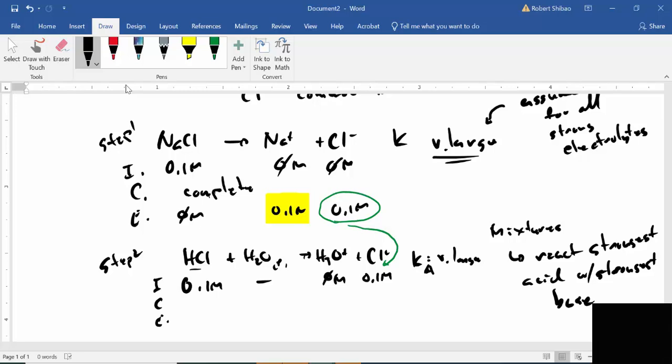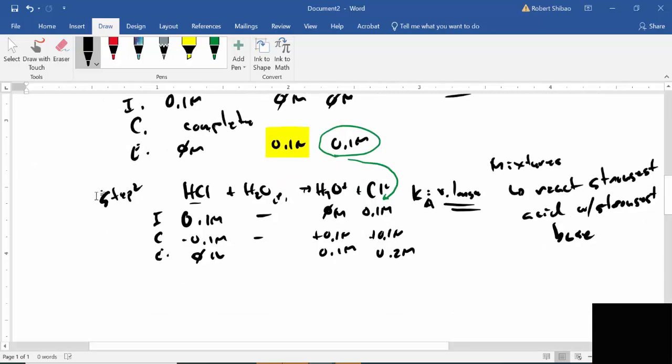And then the change is going to be complete because when we have very large K, it's going to just be minus 0.1 molar, plus 0.1 molar, plus 0.1 molar. Okay. And so we end up with 0 molar HCl, 0.1 molar hydronium, and 0.2 molar chloride. Now, if I was interested in the pH, would I do step 3? No, I would not do step 3. What is step 3?